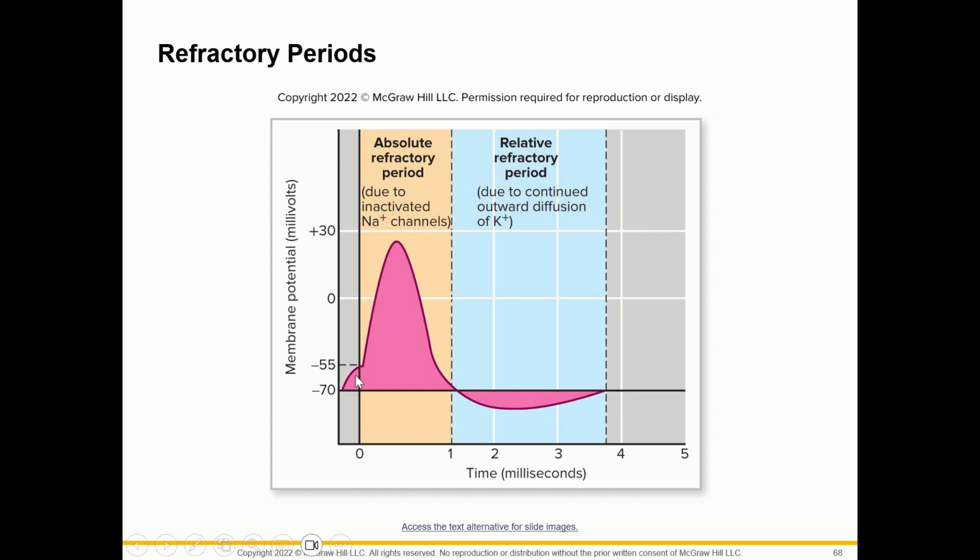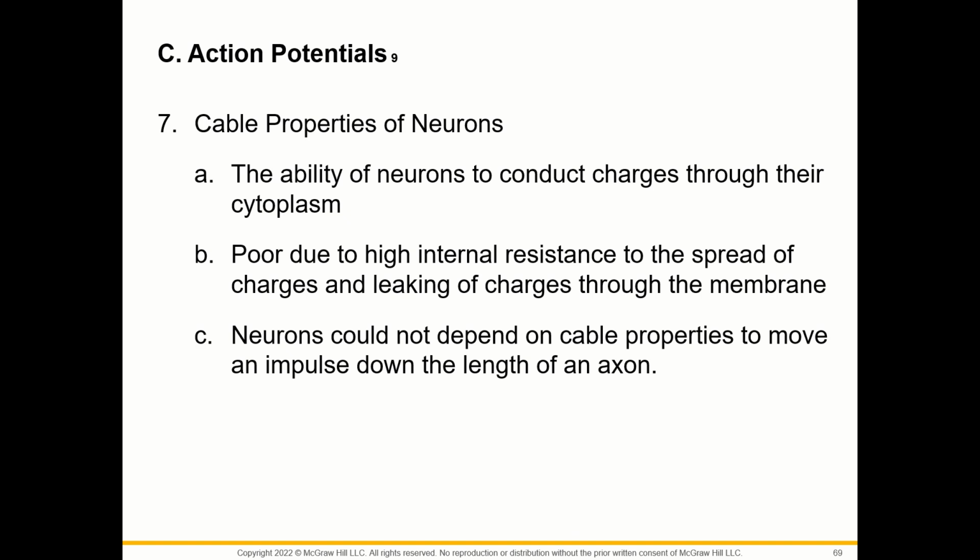During the absolute refractory period, it's a no-go. We're already in our action potential stage, and there's nothing that we can do to get it to fire anymore. But during the relative refractory period, we're hyperpolarized. So if we have a strong enough stimulus, we can get that neuron to fire. But since we're hyperpolarized, it's going to have to be a pretty intense stimulus.